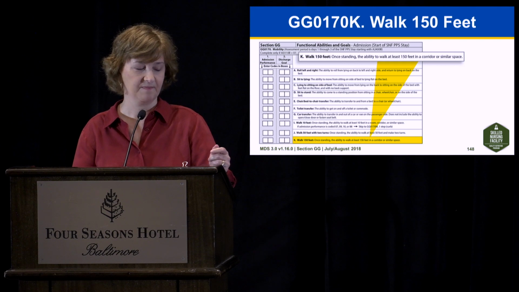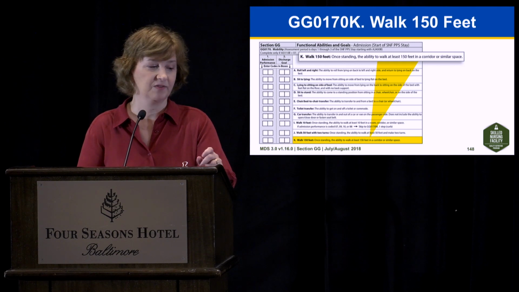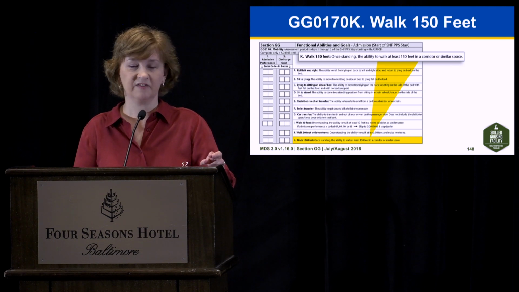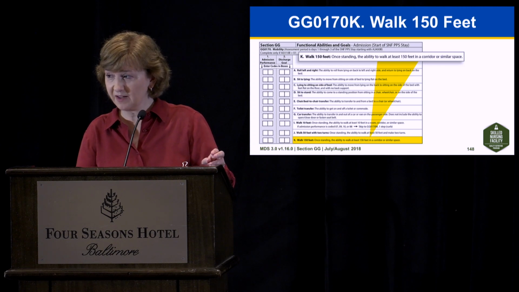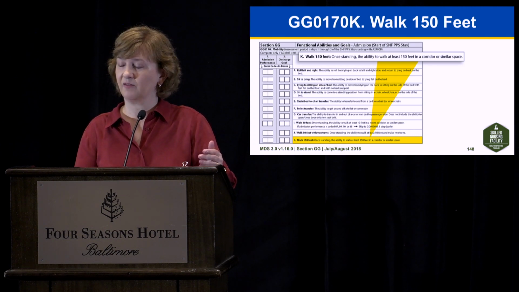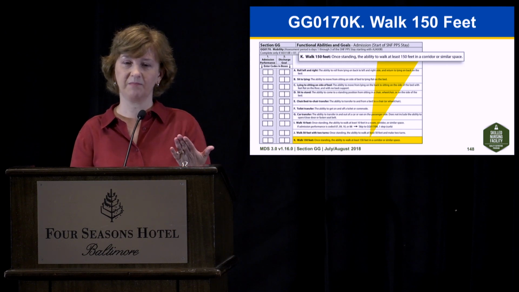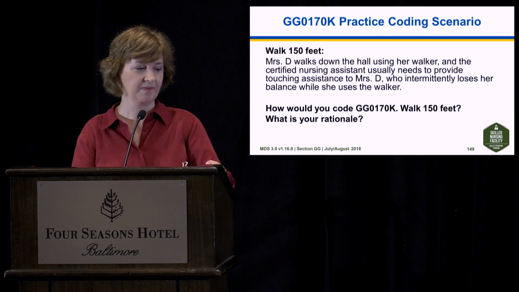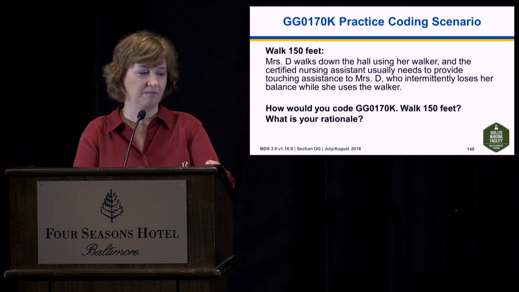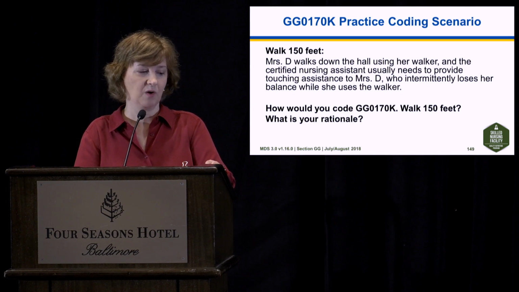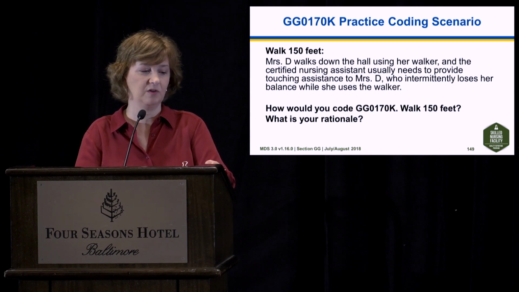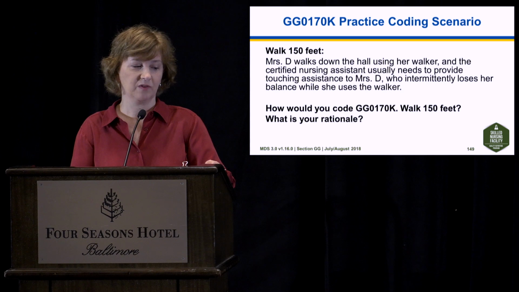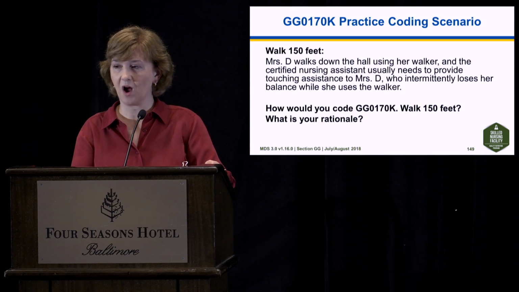The next walking item relates to walk 150 feet, and this relates to walking 150 feet in a corridor or similar space. As with the other items relating to walking, the person starts in an upright position, so the bed mobility and transfer, all of that would happen and be coded separately. So in this case, we have an example that Mrs. D walks down the hall using her walker, and the certified nursing assistant usually needs to provide touching assistance as Ms. D, who intermittently loses her balance, uses her walker.